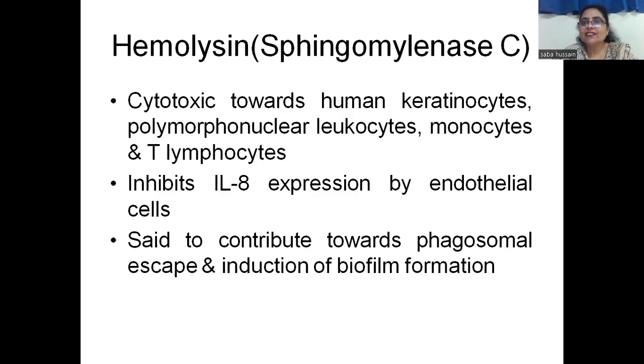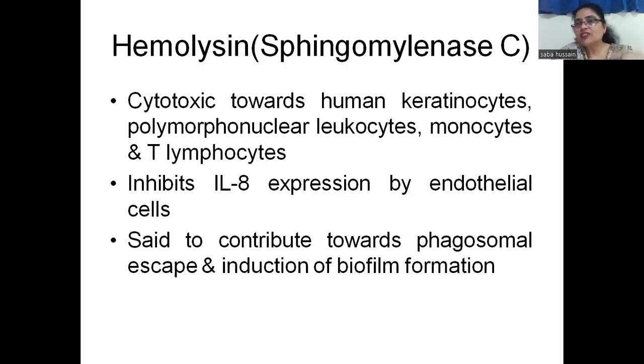Next is hemolysin beta, or you can call it sphingomyelinase. That is also cytotoxic towards human keratinocytes, polymorphonuclear leucocytes, monocytes, and T lymphocytes. So it is damaging all these cells, and it inhibits interleukin 8 also. Expression of interleukin 8 leads to damage of the endothelial cells too, and it is said to contribute towards phagosomal escape and induction of biofilm formation.